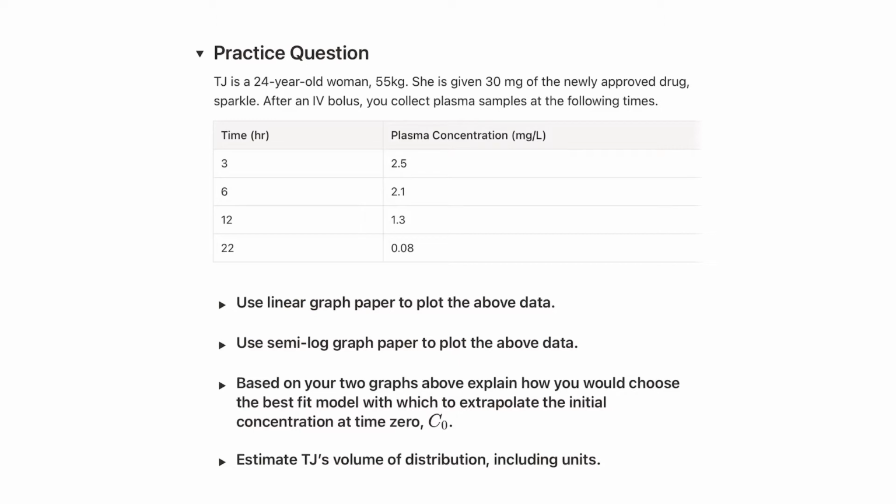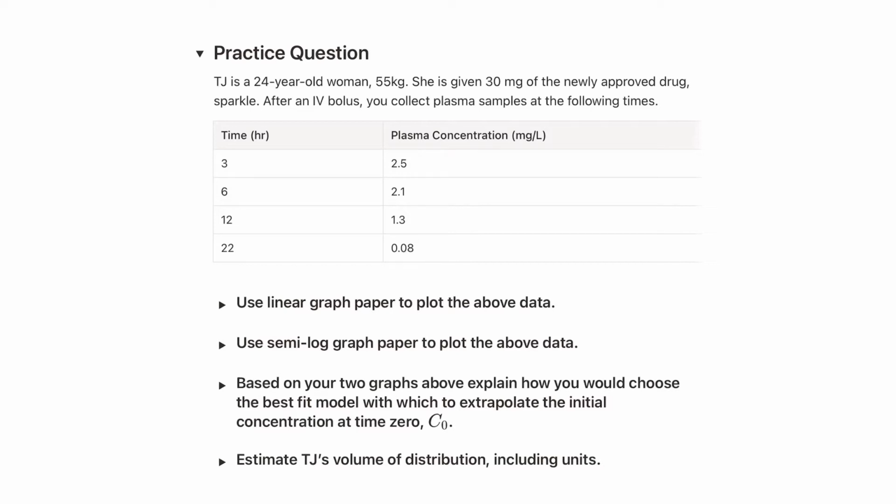Here are the times in hours after the IV bolus was given and their respective plasma concentration in milligram per liter. At 3 hours, the plasma concentration is 2.5 milligram per liter, at 6 hours, 2.1, at 12 hours, 1.3, and at 22 hours, 0.08 milligram per liter.